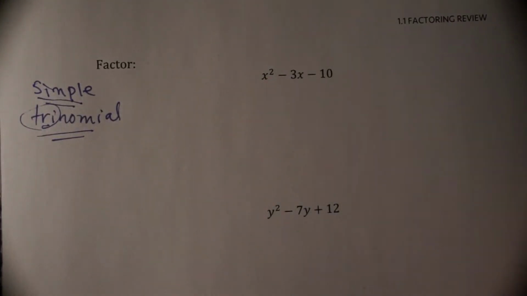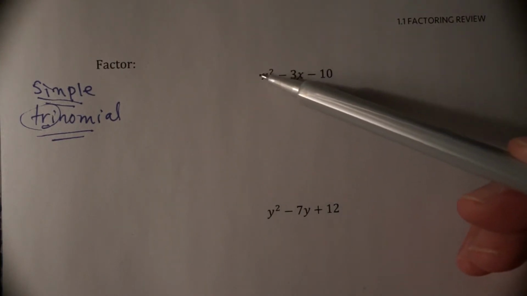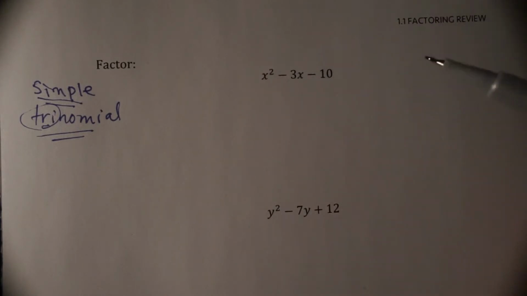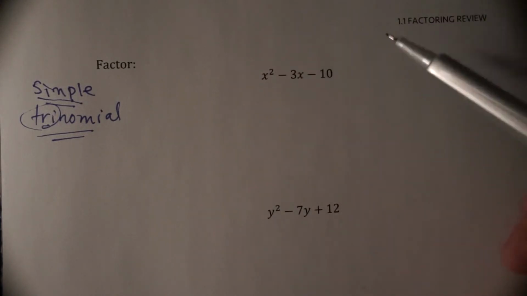You'll see when we do the next lesson on complex trinomials, because the coefficient, the number in front of your x squared, is a 1, i.e. there is no number written there, in which case it's very simple to factor.